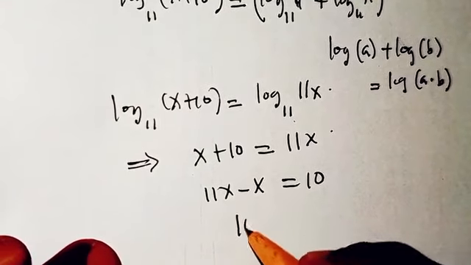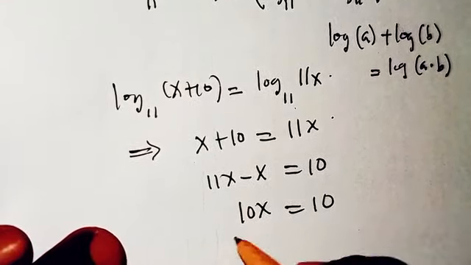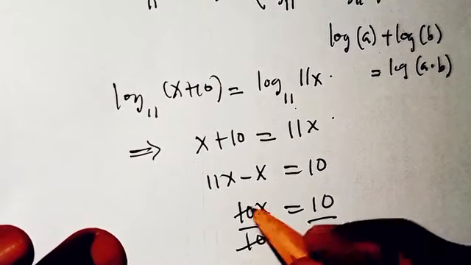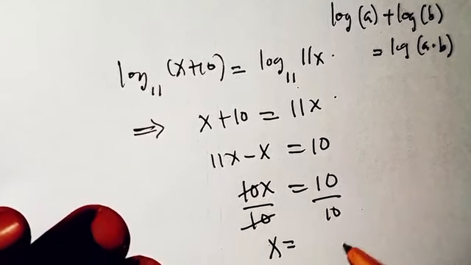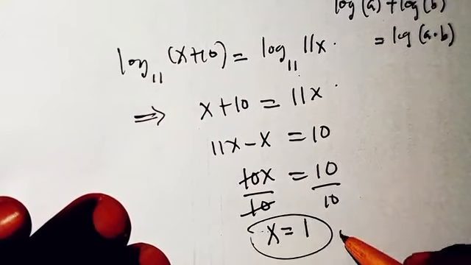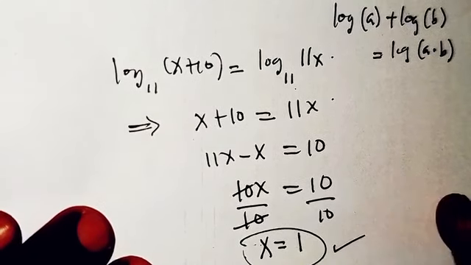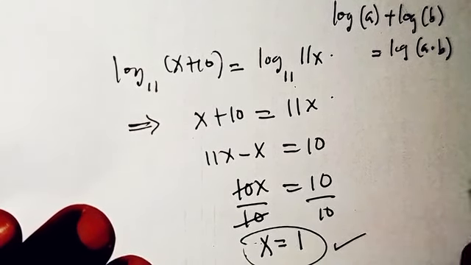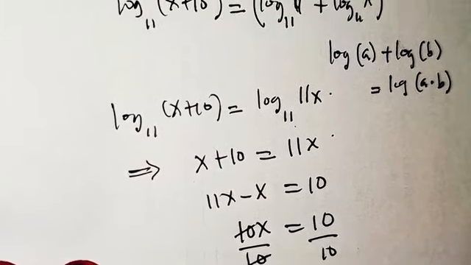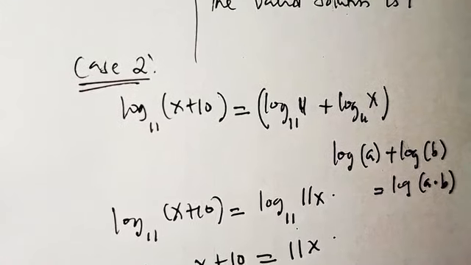So now we are going to have 11x minus x equals 10. So 11x minus x, we have 10x equals 10. So divide both sides by 10, right? So we're going to have x to be 10 divided by 10, which is 1. So therefore we have x equals 1 in the second case too, which shows that x = 1 is the valid solution, right? And that is the end of the class.